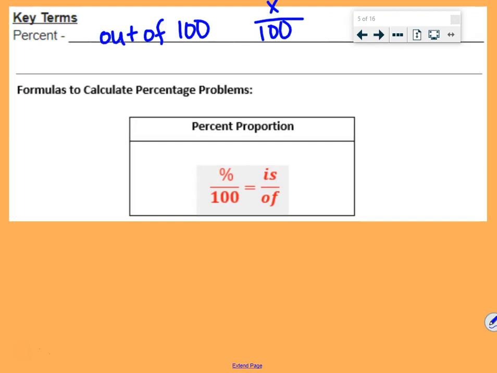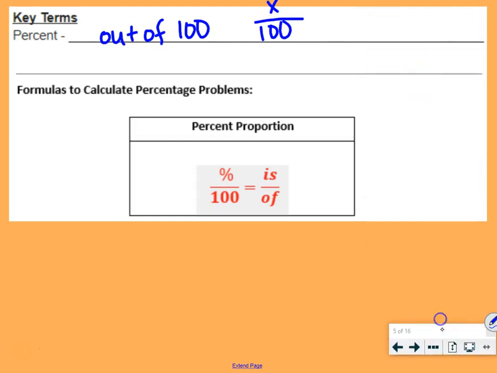So we have a formula to calculate percentage problems. Proportion means two equal fractions. So we have a fraction on the left and a fraction on the right that are equal to each other. That's what a proportion means. But we're going to be working with a percent. So if you know the percent, it's going to go right there, over 100 always, because that's what percent means, out of 100. Equals, and then you're going to see two words, is and of. If you see the word is next to the number, you put the number there. If you see of, you put the number there.